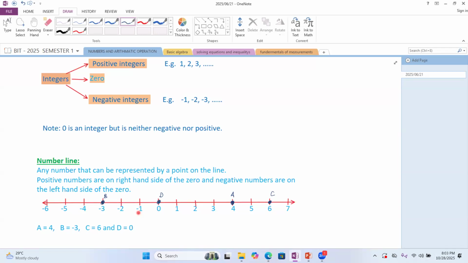Then we write adding 2 numbers using the number line. How can we add the integers by using the number line?